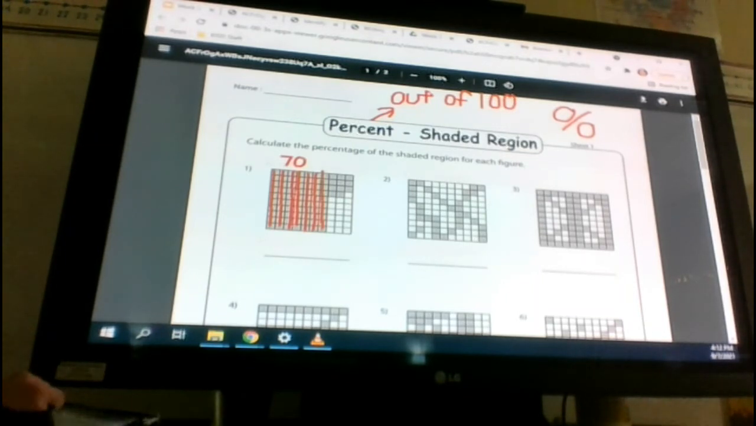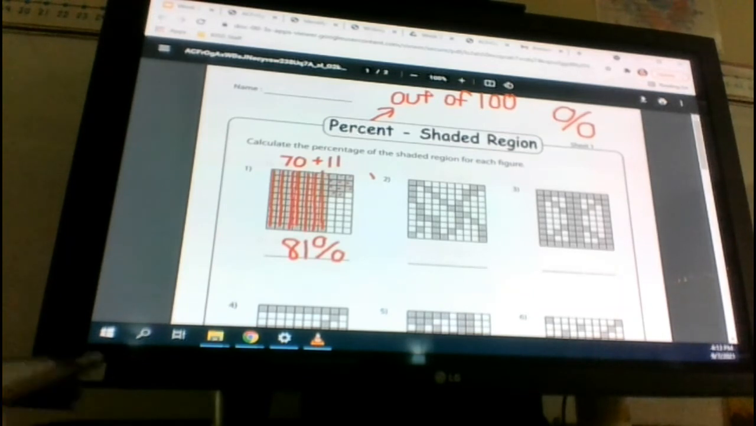So 1, 2, 3, 4, 5, 6, 7, 8, 9, 10, 11. So 70 plus 11 would give me my answer of 81 total, and that would be percent because it is out of 100.